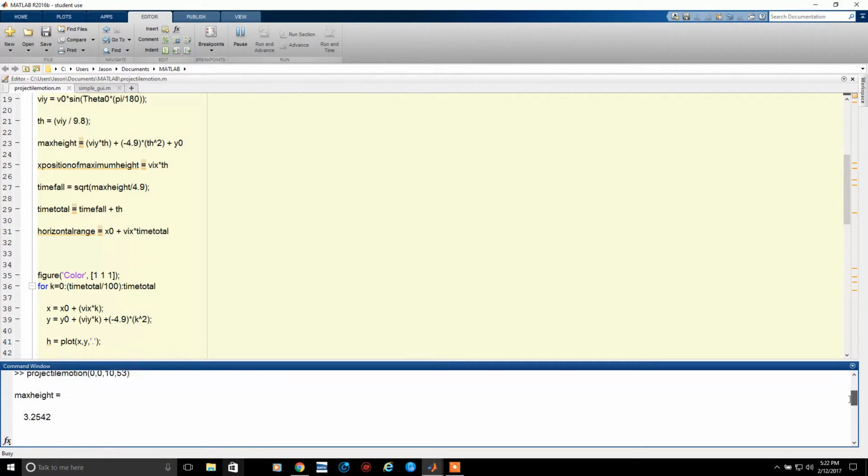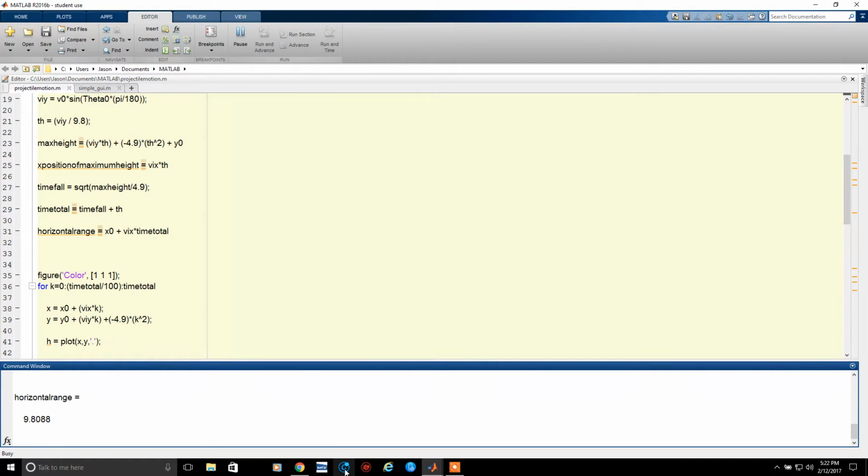So as we wait for that graph to finish, we see that we get the max height of 3.25 meters. The X position where height is at its max is 4.9 meters. The total time taken is 1.6 seconds, and it travels 9.8 meters. So let's see if those check out.